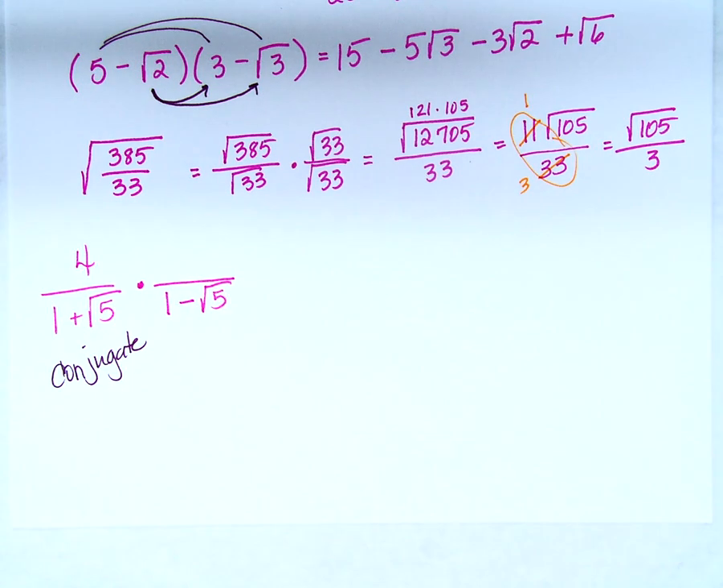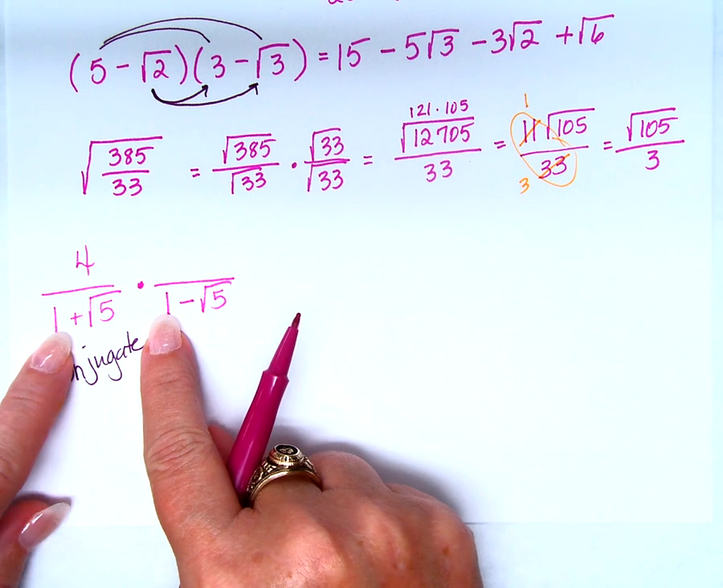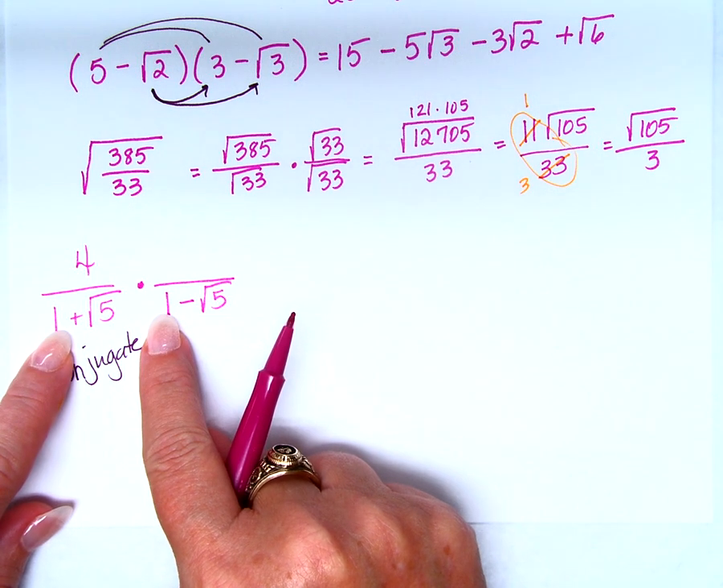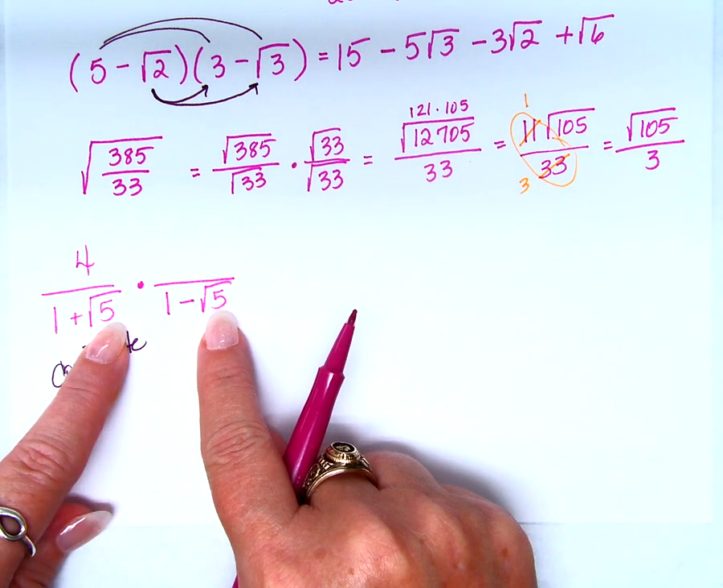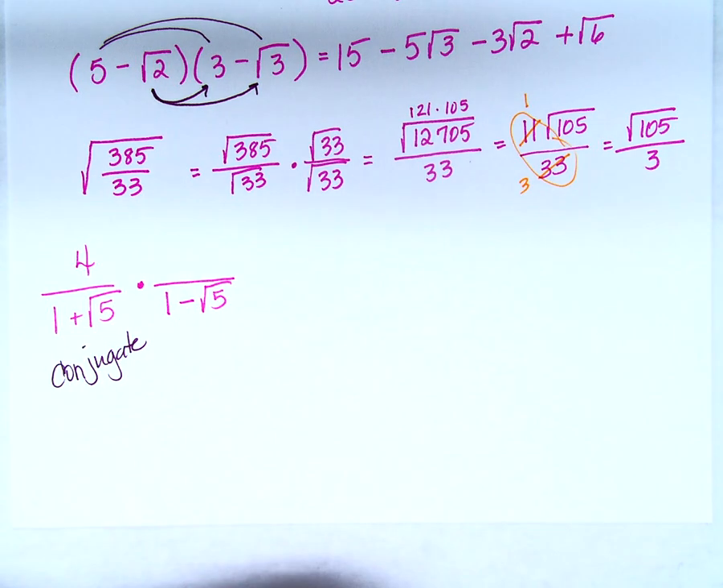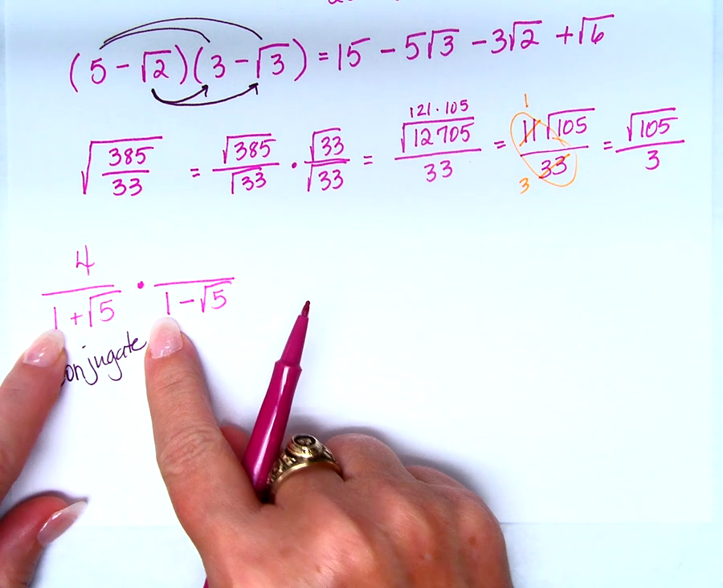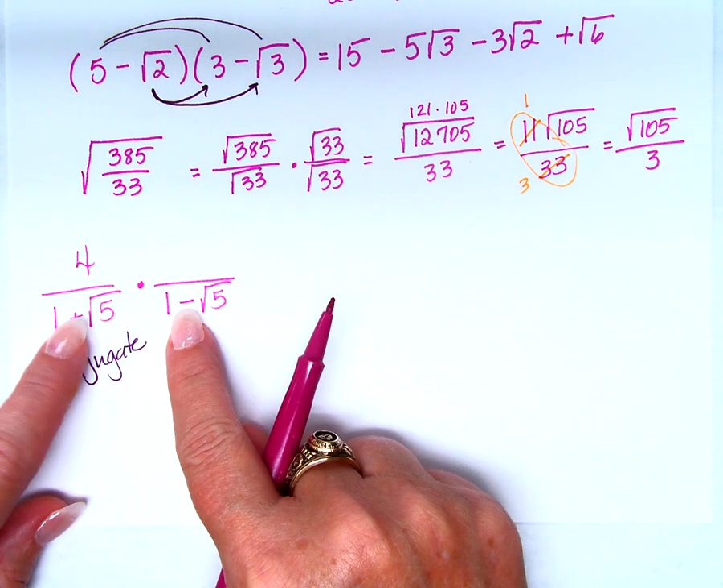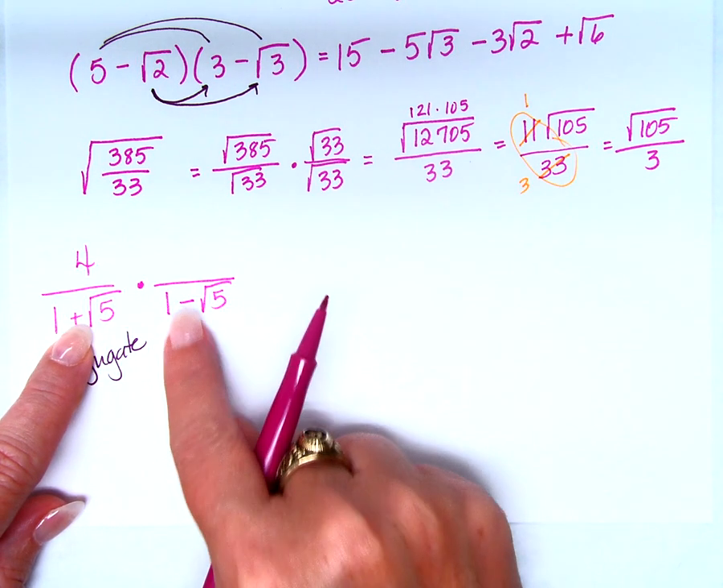So how did I get the conjugate? What happened with this number? It's exactly the same. What happened with this number? Exactly the same, but the signs are opposite. Does everybody understand that? Okay? Whatever this number is, it stays. Whatever this number is, the same. Whatever sign this is, you have to choose the opposite sign.